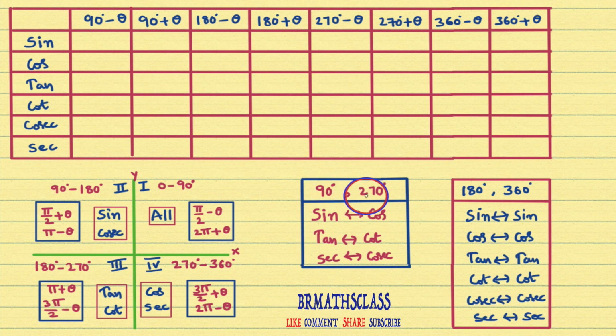Whenever you see 90 degrees, 270 degrees in allied angles, in these cases, sine changes to cos, cos changes to sine, tan changes to cot, cot changes to tan, secant changes to cosecant, cosecant changes to secant. And next one, whenever you see 180 degrees, 360 degrees in allied angles, then the trigonometric functions remain the same. Sine remains sine only, cos remains cos only, tan remains tan only, cot remains cot only, cosecant remains cosecant only, secant remains secant only.